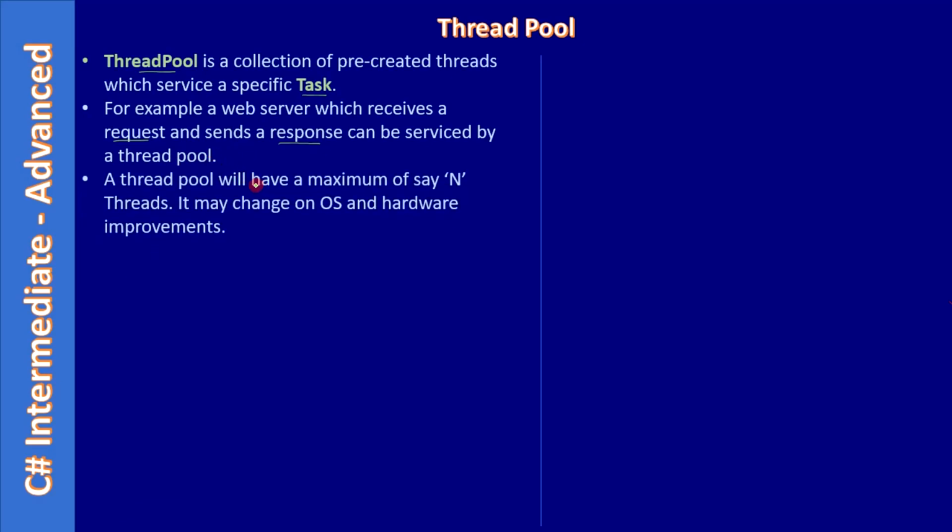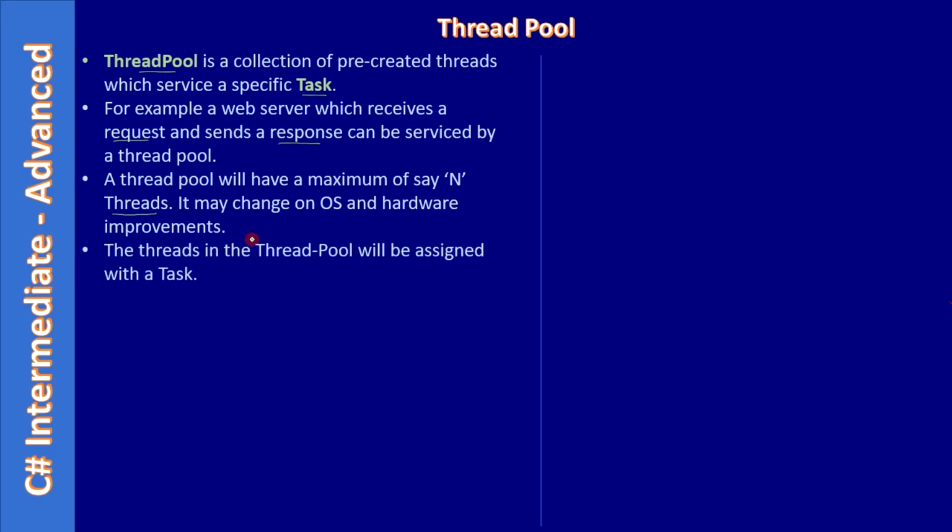A ThreadPool will have a maximum of say n threads. So here we are not specifying a number. It can be 20 or 25, and it depends on the OS nature, or it's a varying one. So today it is fixed to some number, and tomorrow it will change. So we can say a ThreadPool will have a maximum of, say for example, 25 threads, and this 25 may change based on hardware improvement in future.